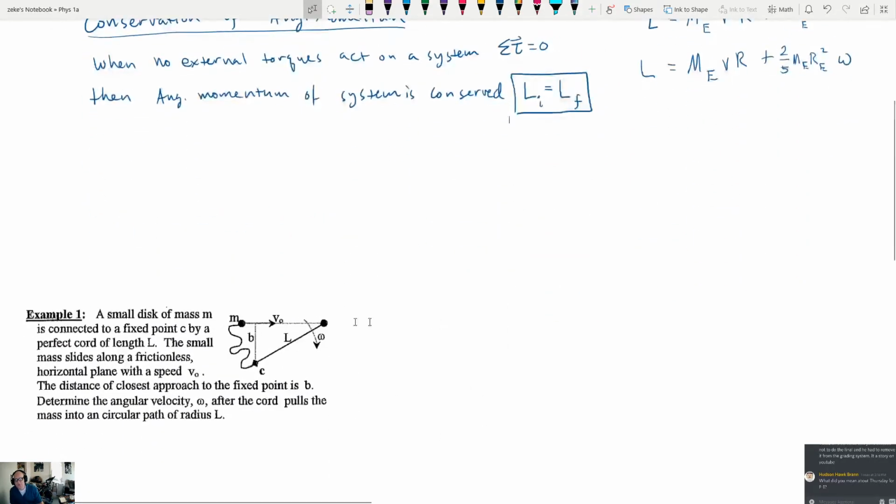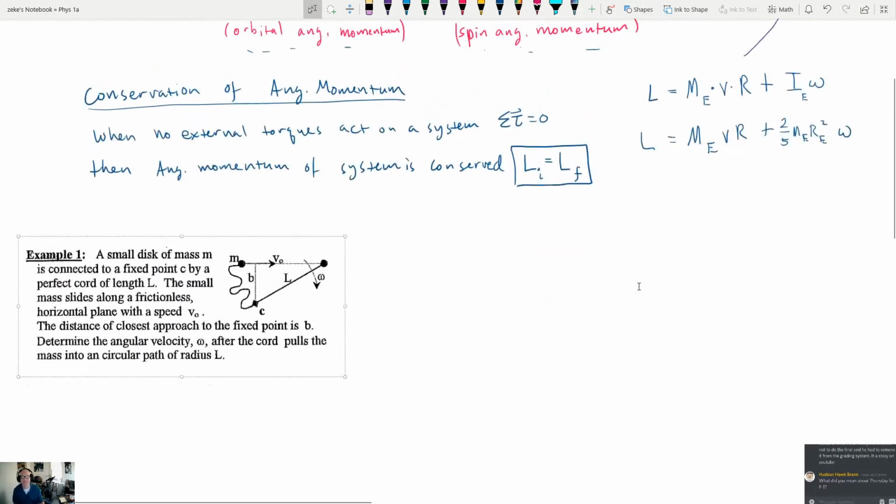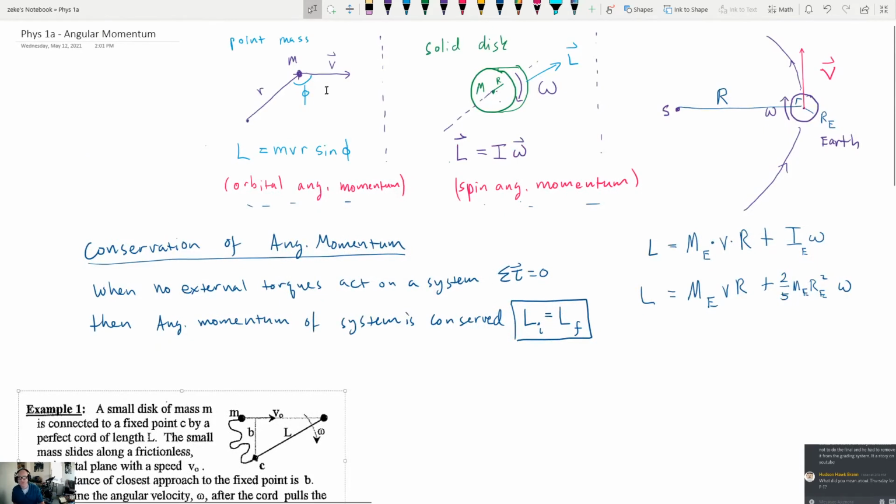All right, so we're going to look at this problem right here. Different ways to define angular momentum. In general, the most general way to define angular momentum is as R cross P. That will regenerate all of these definitions that we have here.